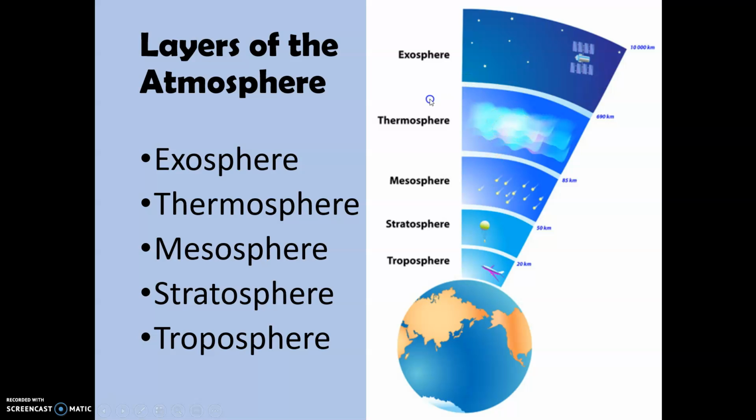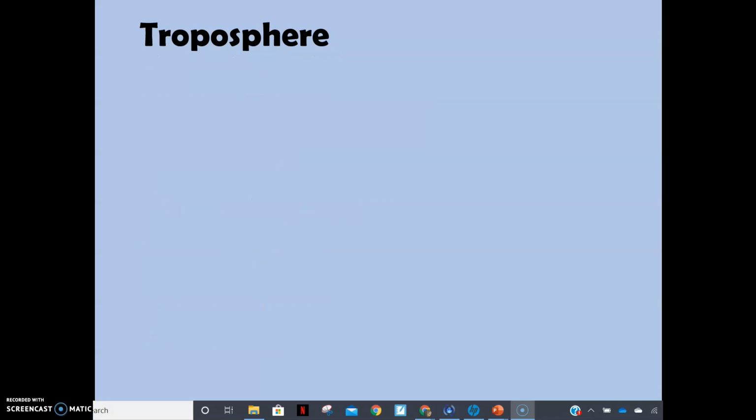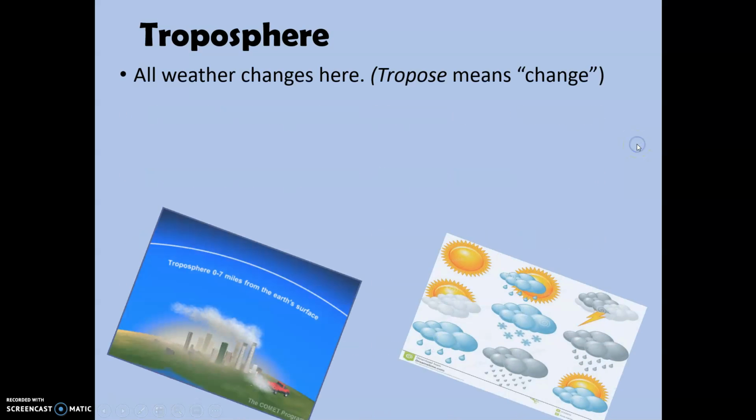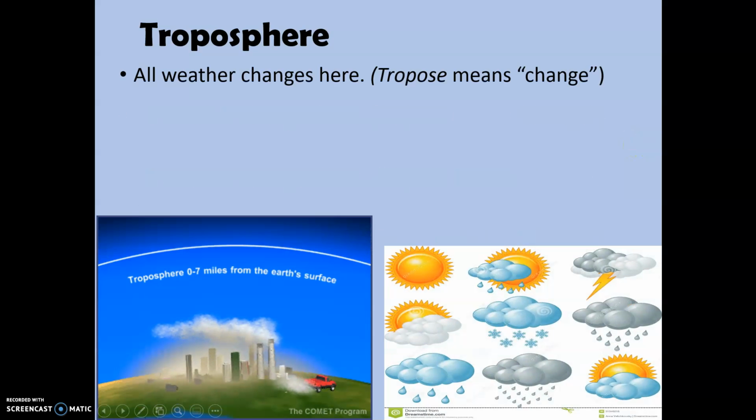So let's dive in and talk a little bit about each. The lowest layer of our atmosphere that is closest to the Earth is the troposphere, and it's within this layer of the atmosphere that we will be focusing the majority of our attention for the rest of this semester. The reason is that the troposphere is where almost all of the weather changes take place. In fact, tropos means to change. This is where we get cloud formation, precipitation, and our daily temperature changes. Again, all of those changes happen in the troposphere.